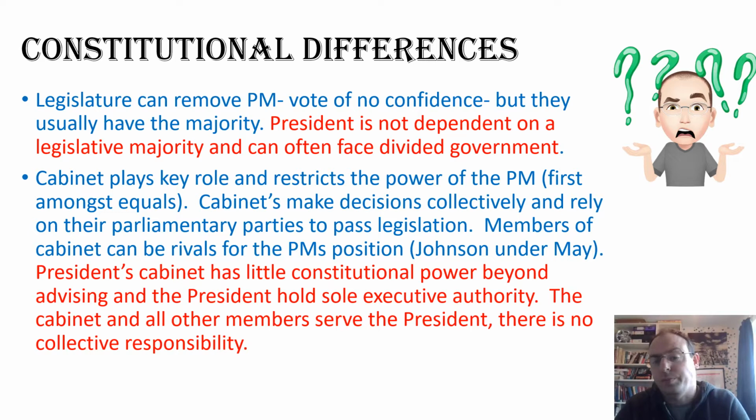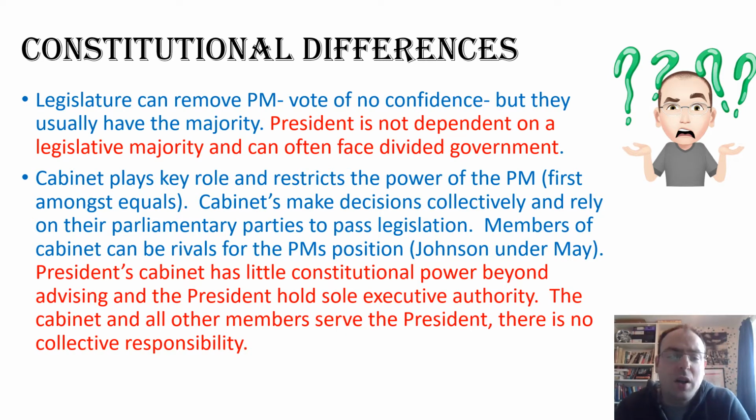So the cabinet is a key part of the executive in the UK, and it's not just consulting the Prime Minister, it's making decisions with them and can outvote them. And the convention in the UK is that if a Prime Minister loses a vote in cabinet, then essentially at that point they should stand down.